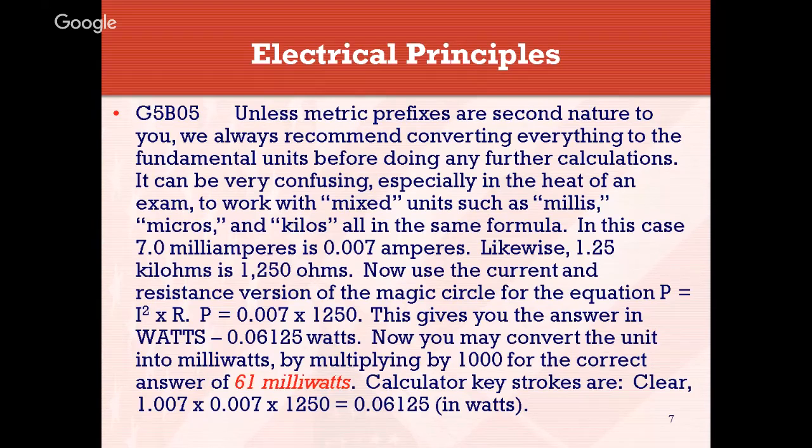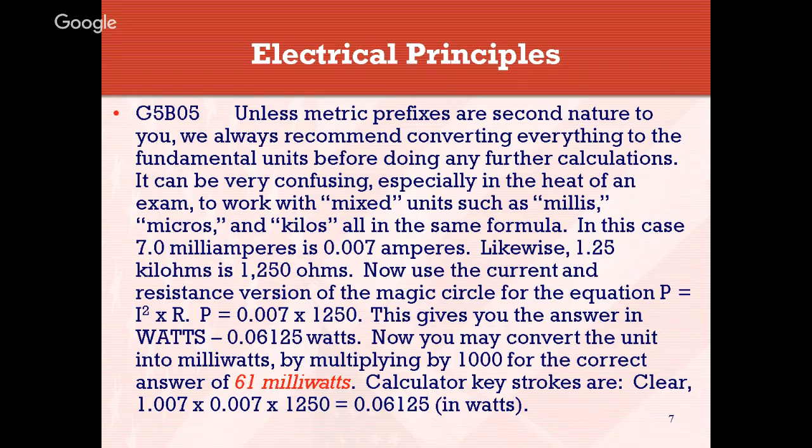Okay, unless metric prefixes are second nature to you, we always recommend converting everything to fundamental units before doing any calculations. It can be very confusing, especially in the heat of an exam, to work with mixed units such as millis, micros, and kilos, all in the same formula. In this case, we have 7.0 milliamps, which translated means you move that decimal point over three spaces to the left if it's milli. So you have really 0.007 amperes.